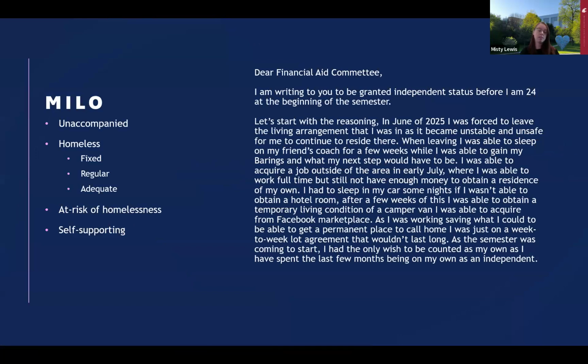So the first student is Milo, and the statement that Milo would have submitted to a financial aid office is the following. I am writing to you to be granted independent status before I am 24 at the beginning of the semester. Let's start with the reasoning.